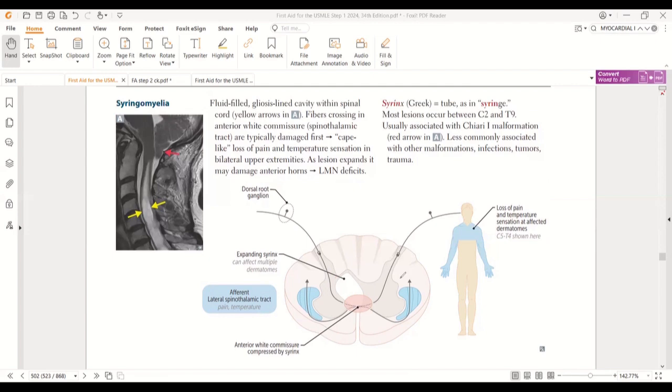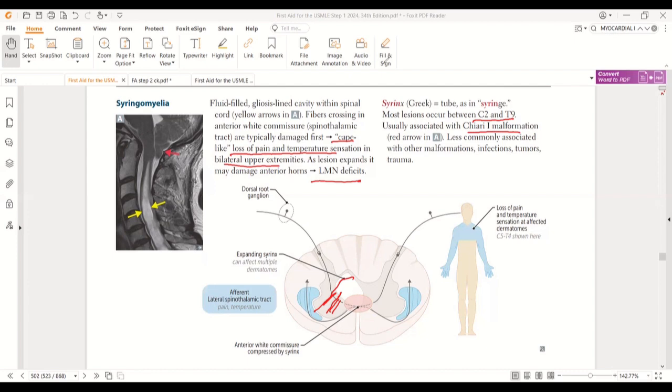Okay. So the presentation of the patient is basically a cape-like loss of pain and temperature sensation in the bilateral upper extremities, right? Bilateral upper extremity because most lesions occur between T2 and T9. That's why there is typically loss of sensation bilaterally in the upper extremity. If this syrinx expands anteriorly, it will compress the anterior horn and the patient presents with a lower motor neuron deficit, right?